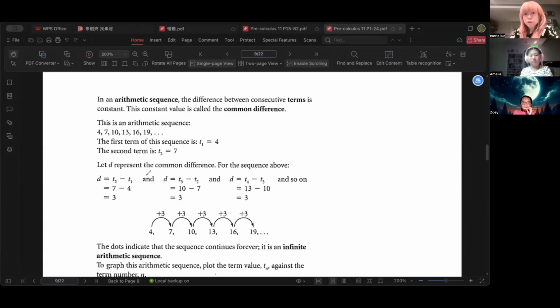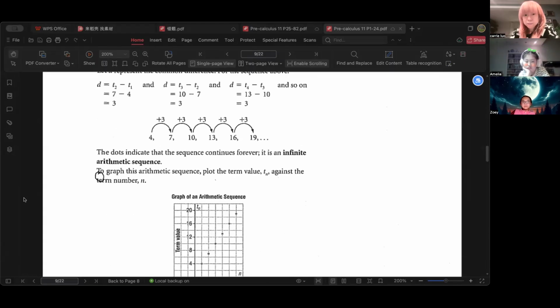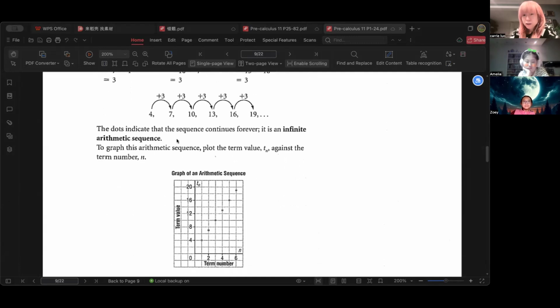Okay, and there's a thing called D, which is the common difference. And D is represented using what? The second term minus the first term, or the third term minus the second term. So when there are consecutive terms, we subtract them from each other, and the difference is called D. Okay, so let's see. The dots indicate the sequence continues forever. It is an infinite arithmetic sequence. So we have 4, 7, 10, 13, 16, 19, all the way up.